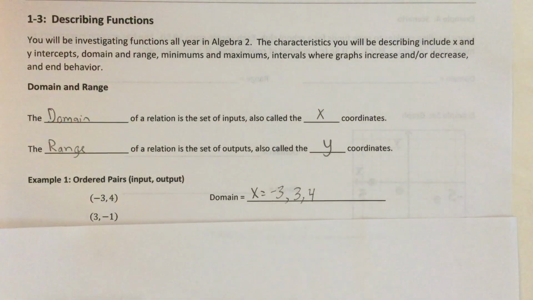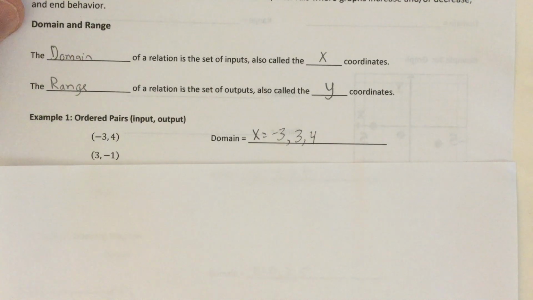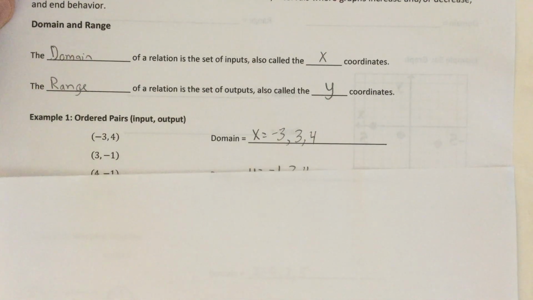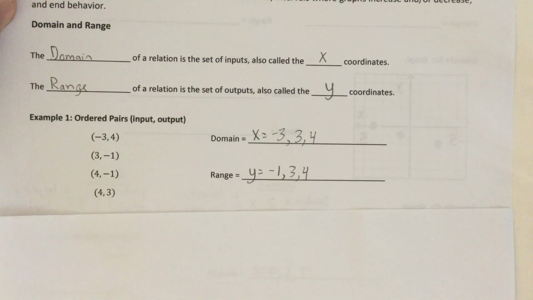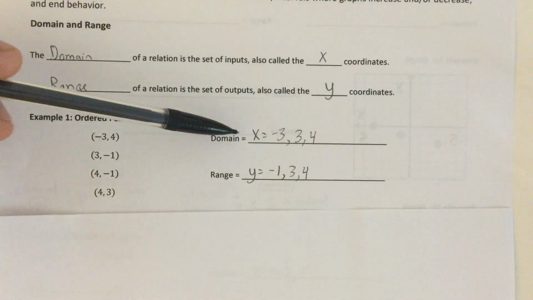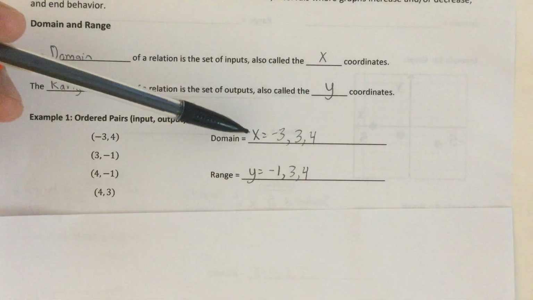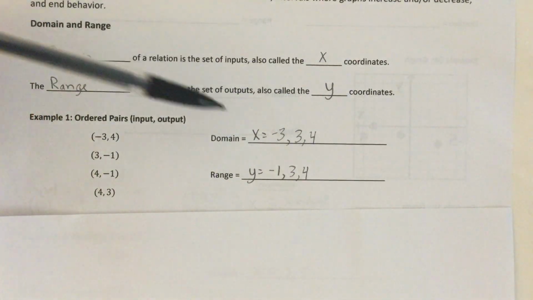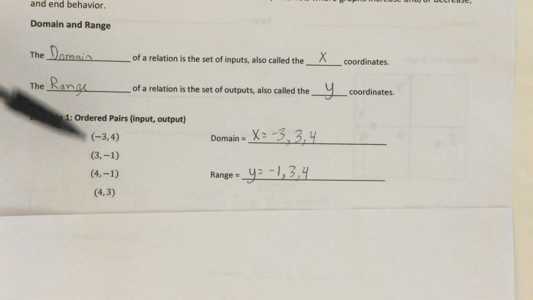The way we write domain and range depends on the representation we're given. So if we're given a representation such as an ordered pair, those are pretty easy because domain is the set of inputs, so we just write the X values. So make sure you do write x equals because we're going to know that domain is your x's, and then we write our x values that are there.